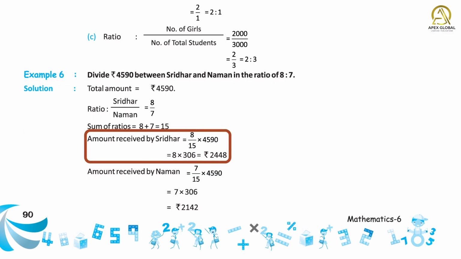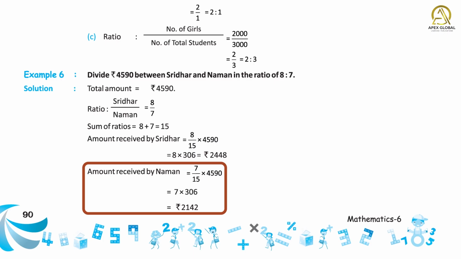Amount received by Sridhar equals 8 upon 50 into 4,590, which is 8 into 306, equals rupees 2,448. Amount received by Naman equals 7 upon 50 into 4,590, which is 7 into 306, equals rupees 2,142.